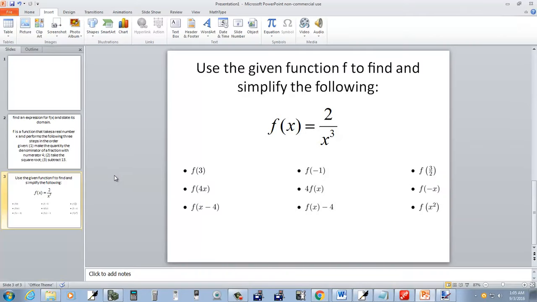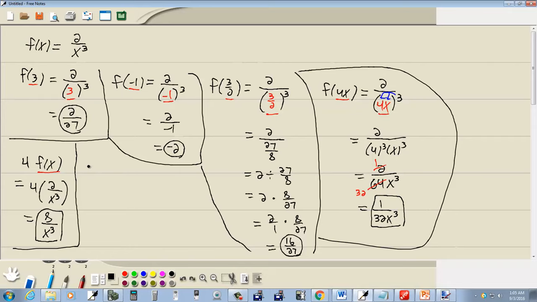And next one is f of -x. Evaluating is always the same. You go through and replace your x with sets of parentheses. So I got 2 over parentheses to the third power. Now whatever's inside the parentheses right here is automatically what we're going to put in here. So put in -x.